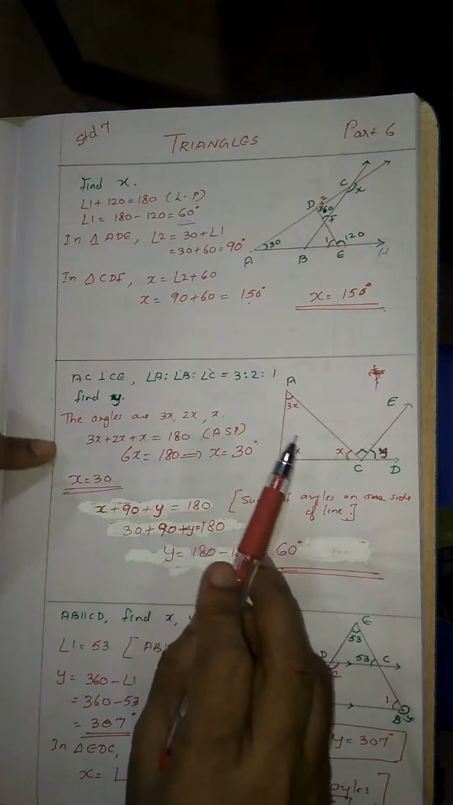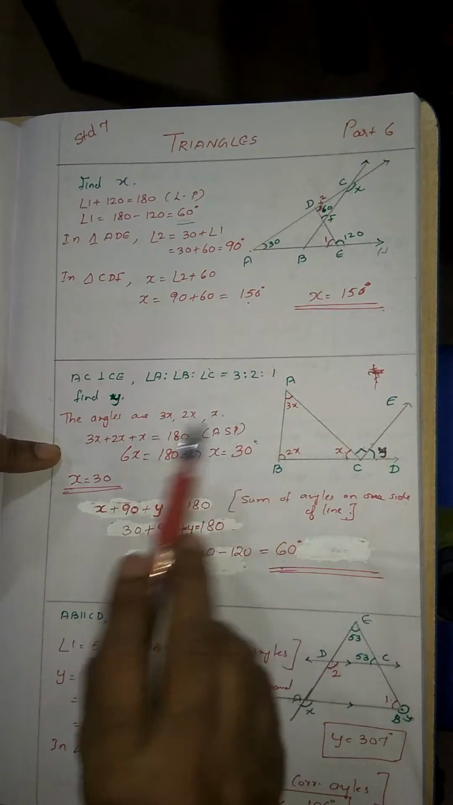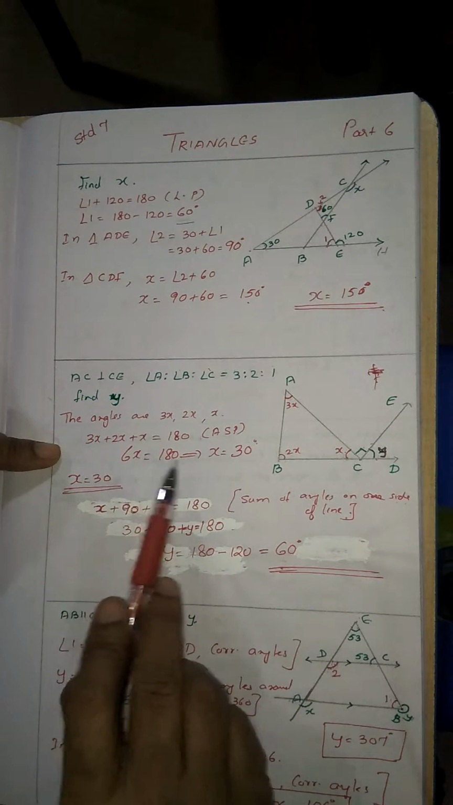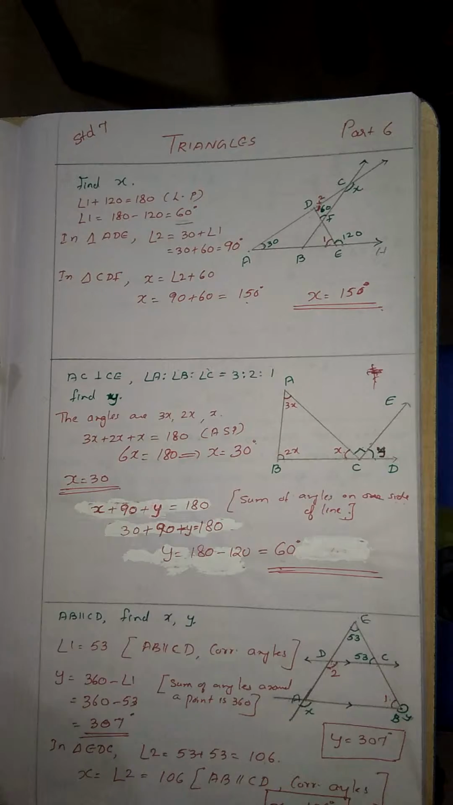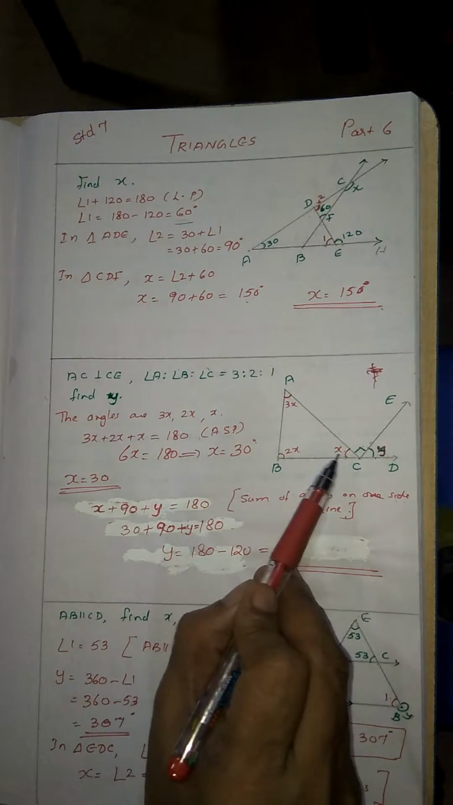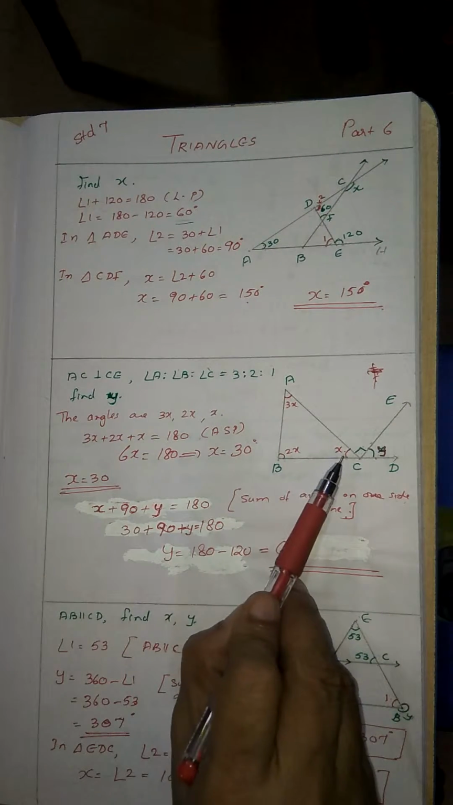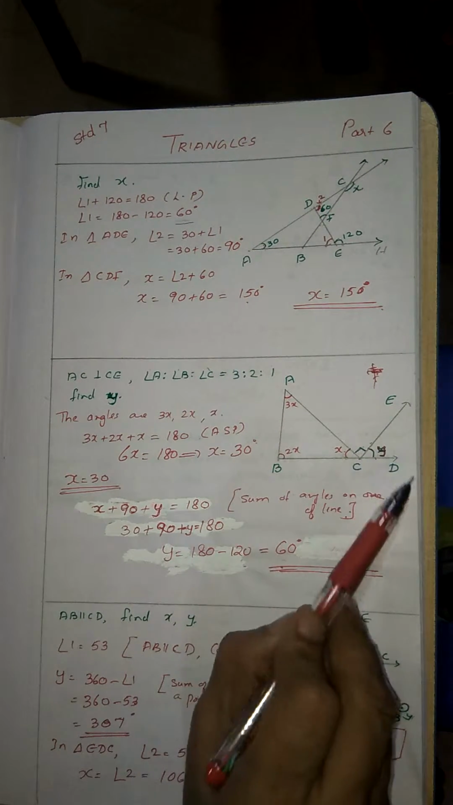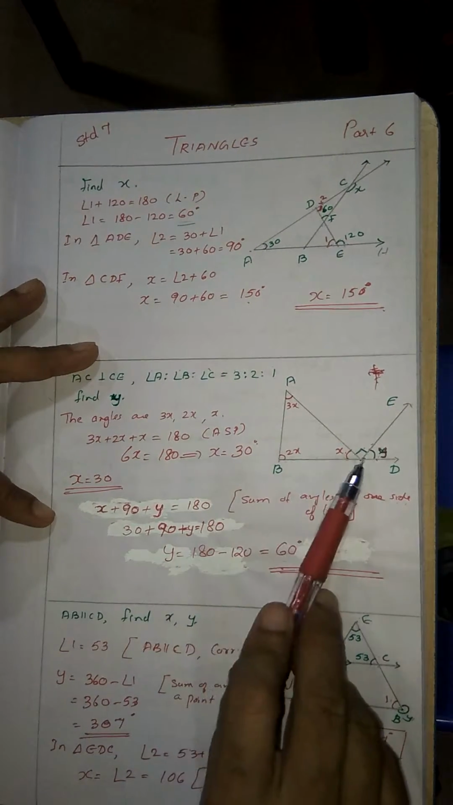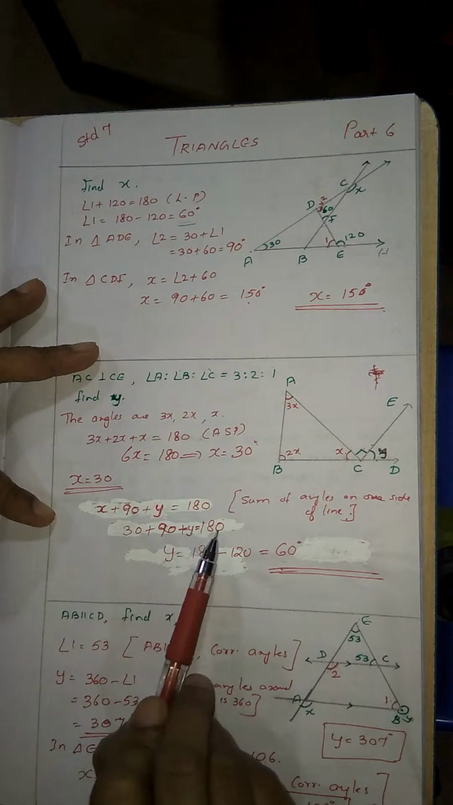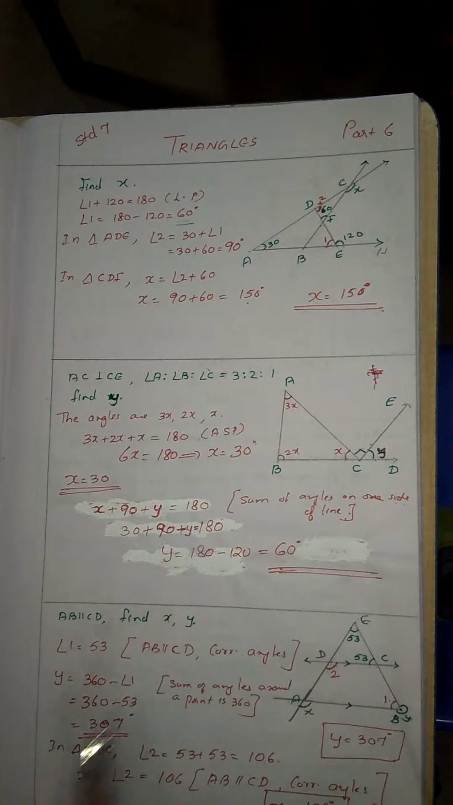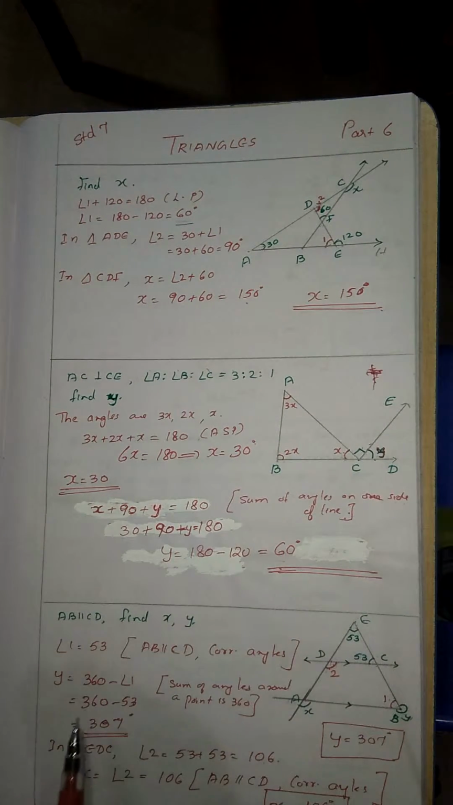Now x plus 2x plus 3x is equal to 180. This is the angle sum property. From that you will get 6x is equal to 180 and x is equal to 30 degrees. Now here the sum of all the angles on one side of the line is 180. So we can write x plus 90 plus y is equal to 180. We know the value of x is 30. So 30 plus 90 plus y is equal to 180. So y is equal to 180 minus 120 is equal to 60 degrees.